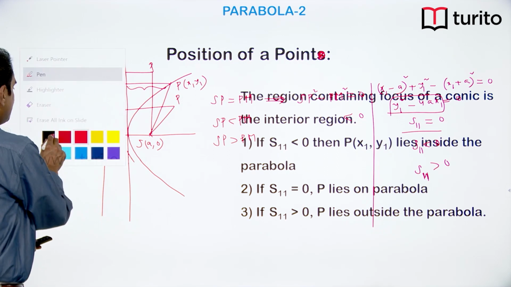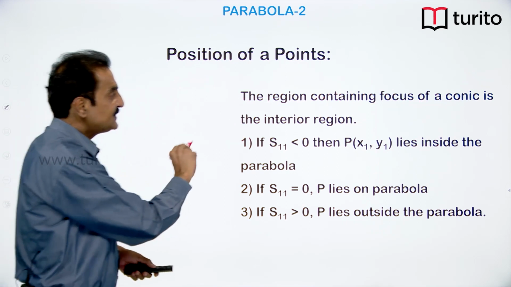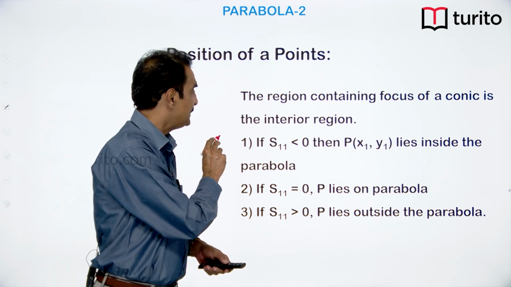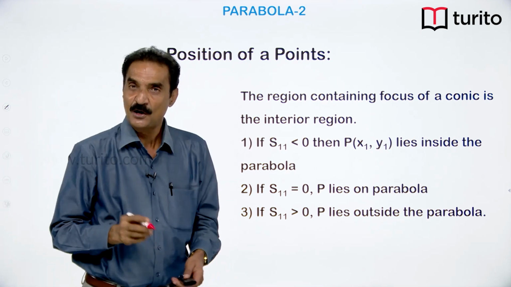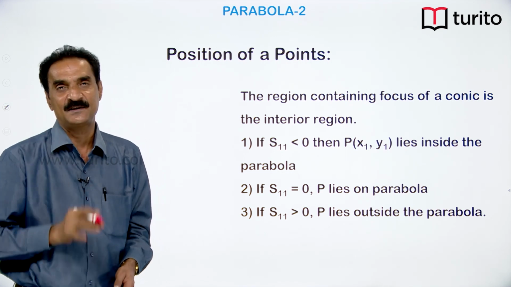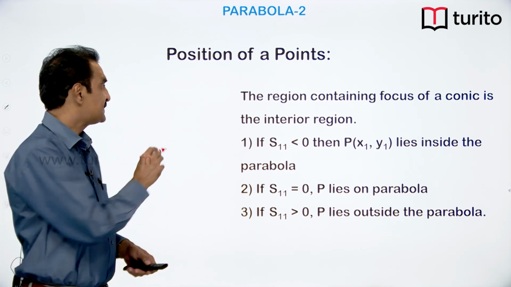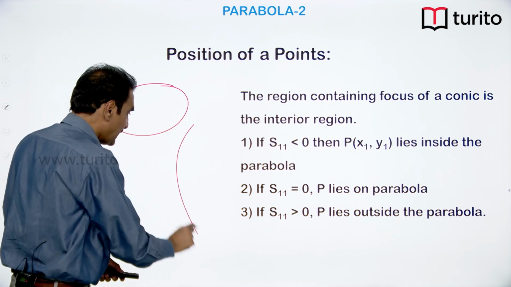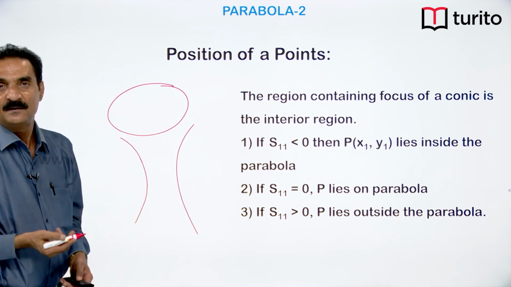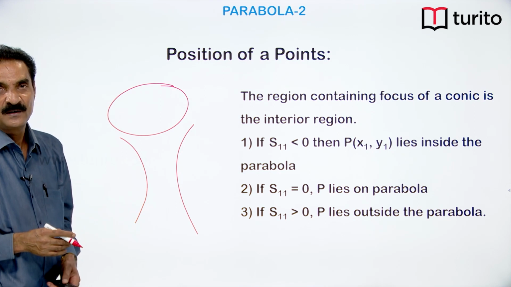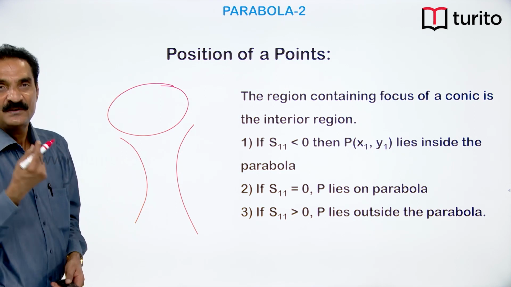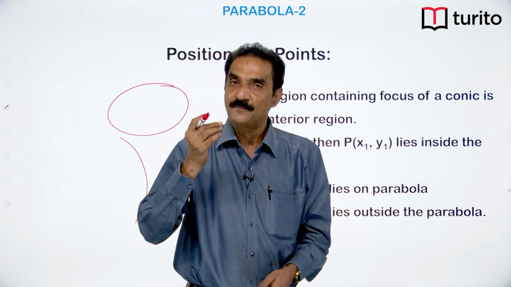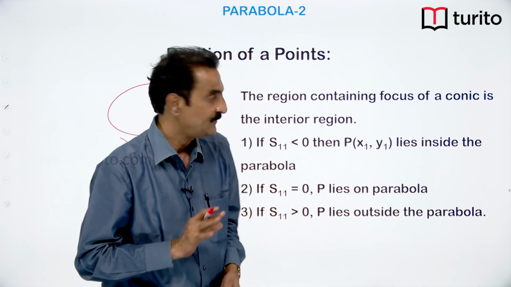The same points. The region containing the focus of a conic is the interior region, not only for parabola, it is for any conic. In ellipse, there is no confusion because it is a closed curve. But in hyperbola, again we will have confusion. Hyperbola will have two branches. For open curves, this is the definition. The region containing the focus is interior region.